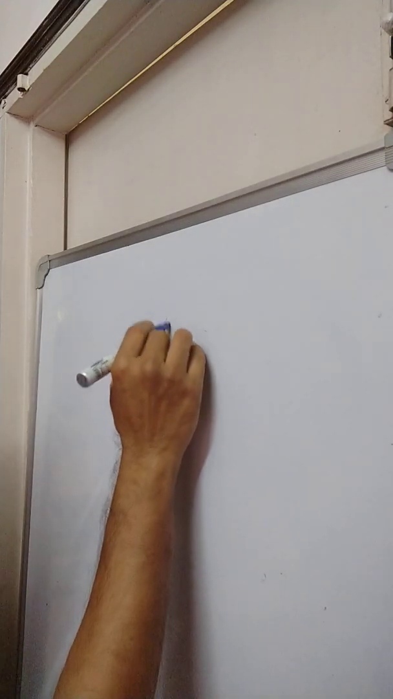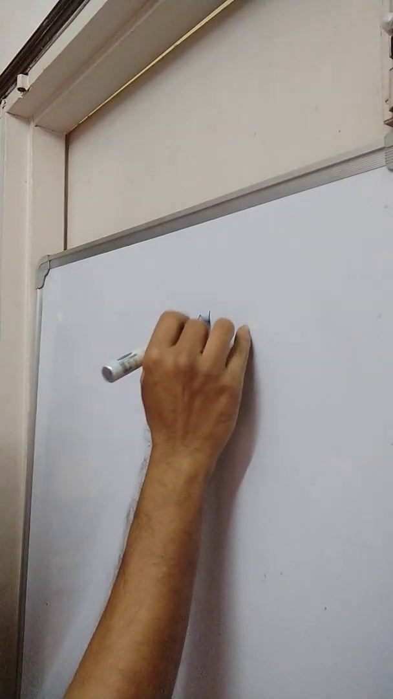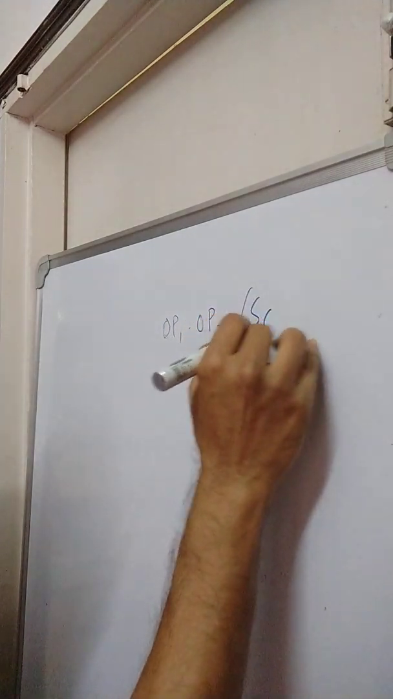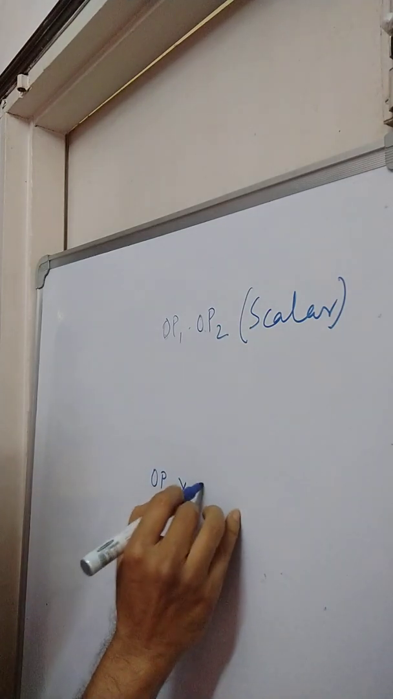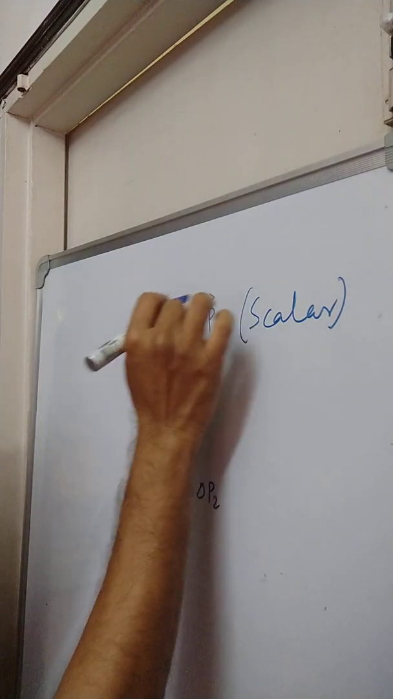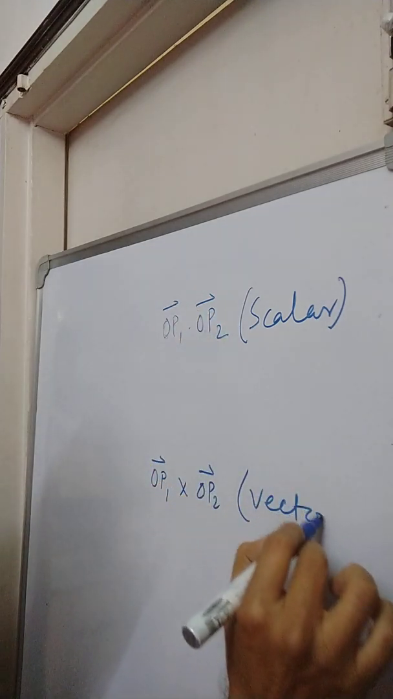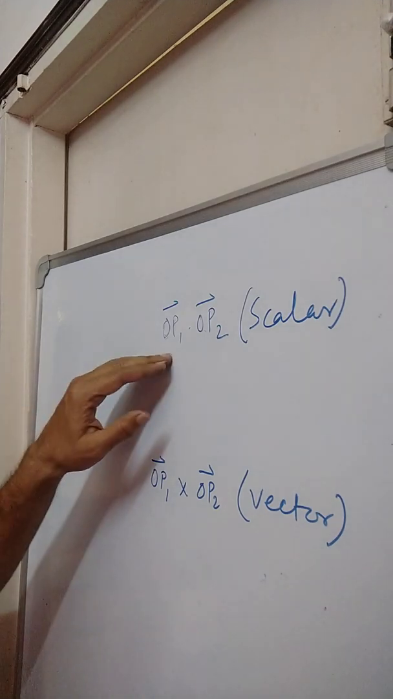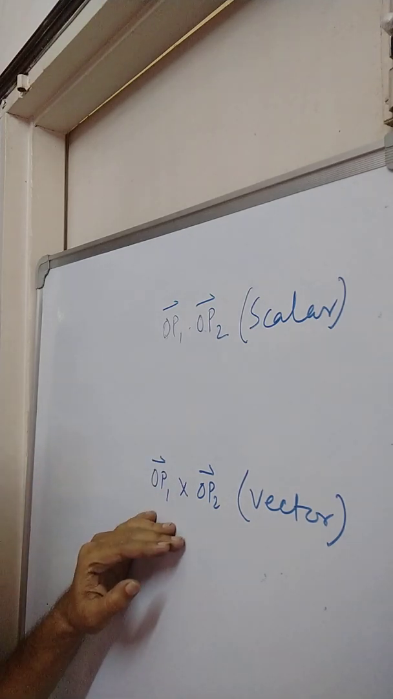In case of multiplication of two vectors, we have two types of multiplication. One is scalar multiplication and another is vector multiplication. You should keep the vector sign always to distinguish that this is a vector. Two types of multiplication, one is scalar multiplication and the other is vector multiplication.